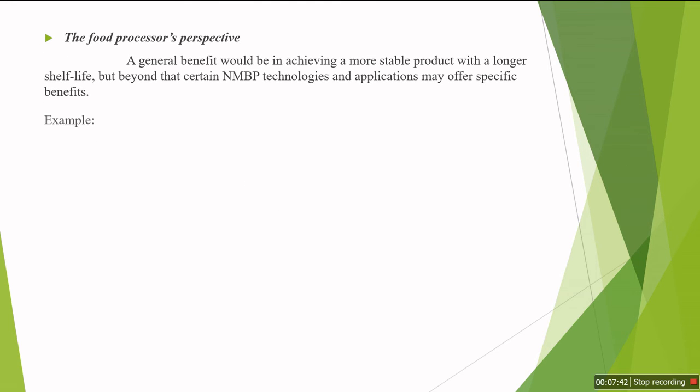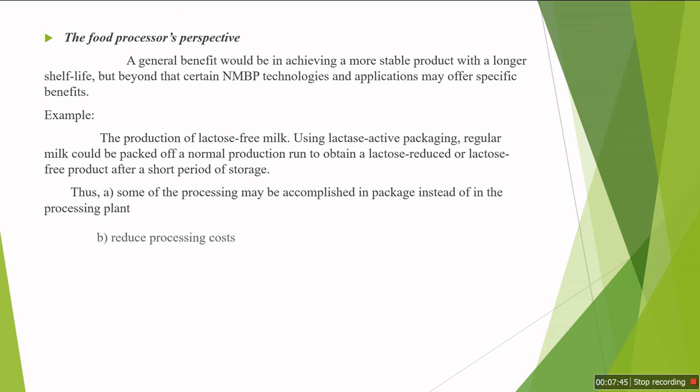The food processor's perspective. A general benefit would be in achieving a more stable product with a longer shelf life, but beyond that, certain NMBP technologies and applications may offer specific benefits. For example, the production of lactose-free milk. Using lactase-active packaging, regular milk could be packed off a normal production run to obtain a lactose-reduced or lactose-free product after a short period of storage. Thus, some of the processing may be accomplished in package instead of in the processing plant, and reduce processing costs and increase flexibility for the food processor.